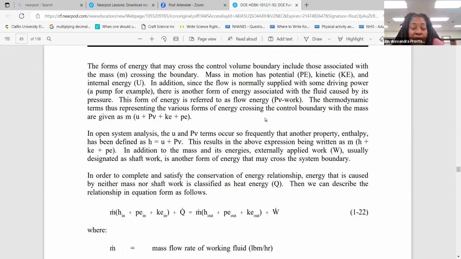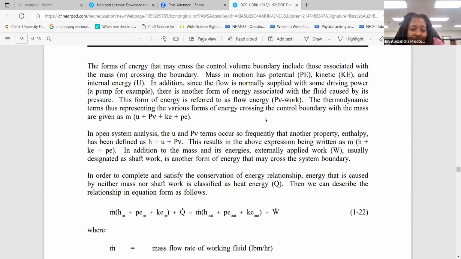Okay, the PV work. This thermodynamic term represents the various forms of energy that cross the boundary with the mass, given as m times (u plus PV plus KE plus PE). And they're basically showing you how they multiply the mass times all of these different types of energy that the mass in motion has.